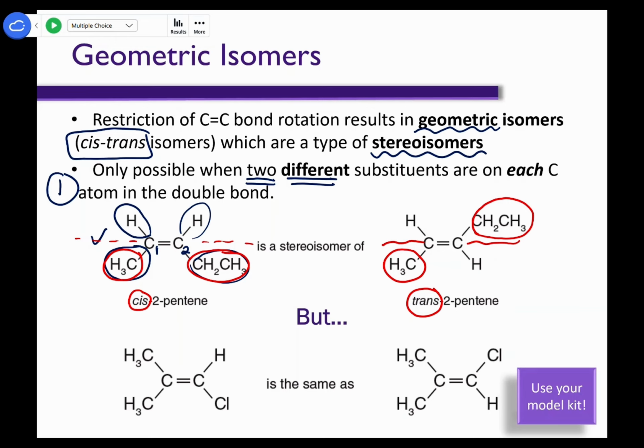I can overlay both blues, both carbons, both reds, and both hydrogens. These molecules are exactly the same. If we have one carbon atom in the alkene, or in the double bond, and it has two of the same substituents, we're not going to have cis-trans isomerism. Is the red cis to the blue, or is it trans to the blue? Well, it's neither cis nor trans, so cis-trans doesn't even apply. These are the same molecules.